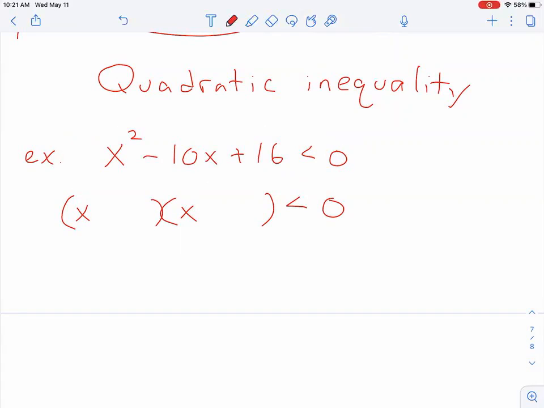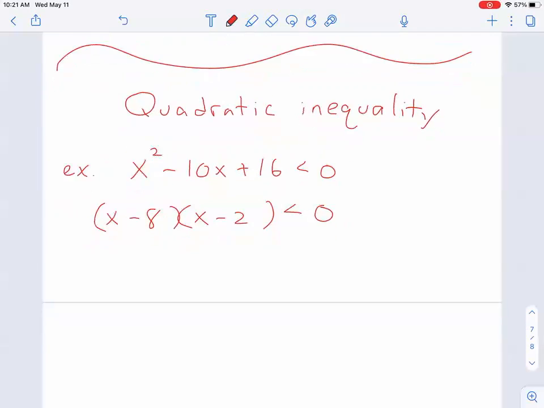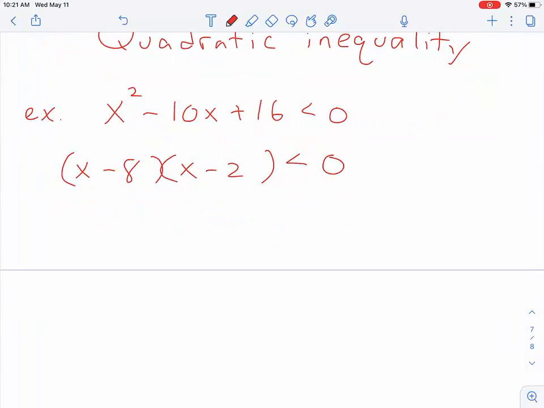So let's then factor this. This is going to factor into x. I need things that will multiply to give us positive 16 and add or subtract to give us negative 10, meaning I get (x - 8)(x - 2). Now in this case, I'm just solving for x's.